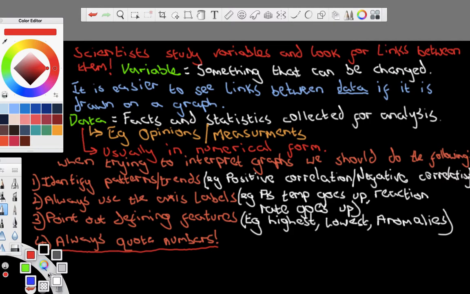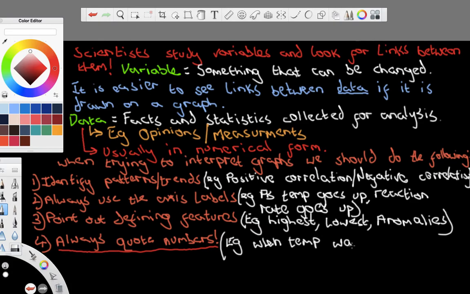So you can say, for example, when temp, temperature, I'm just going to put temp, was 20 degrees Celsius, rate of reaction was 0.7. I'm just making this up, okay? Notice that I've used numbers directly from the graph. So if ever you get a question asking you to analyse some data or look at a graph, these are the 4 things you need to do to get full marks.